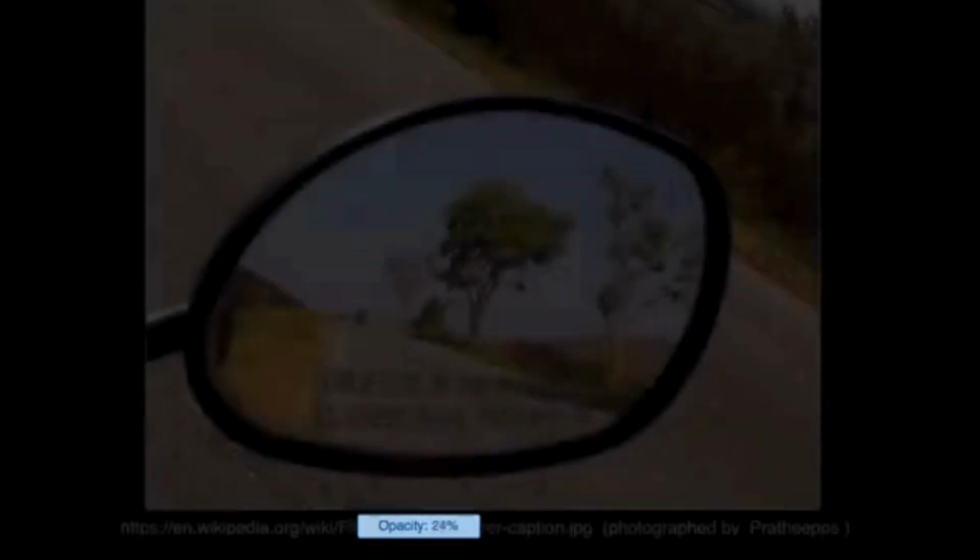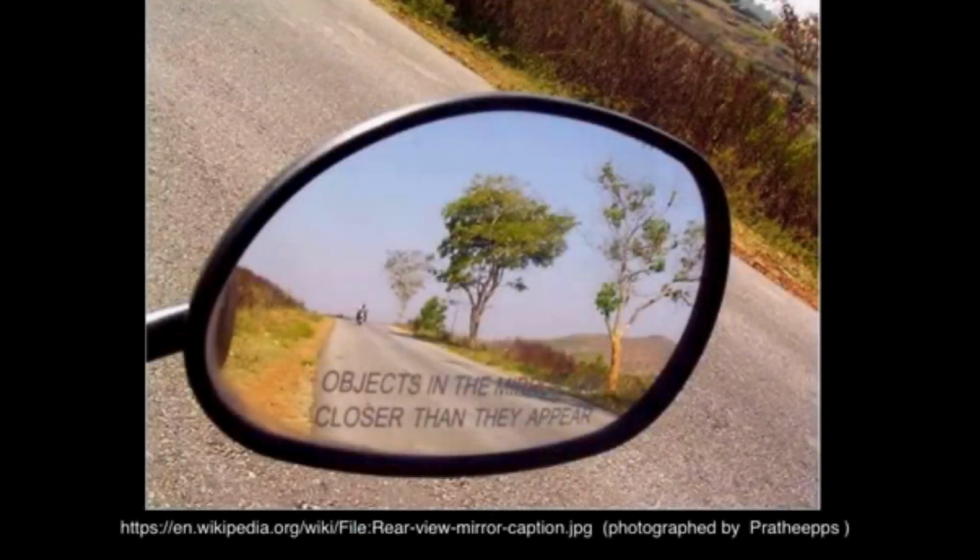If you take a look at the side view mirror, the rear view mirror of a car or a bike, and if you touch its surface, you will find that it is not a flat mirror. It's bulged out a little bit. It's curved. Why is it a curved mirror? Why don't we use just a normal, regular flat mirror over there? And why are the objects in the mirror closer than they appear? We're going to answer these questions satisfactorily in this particular video.